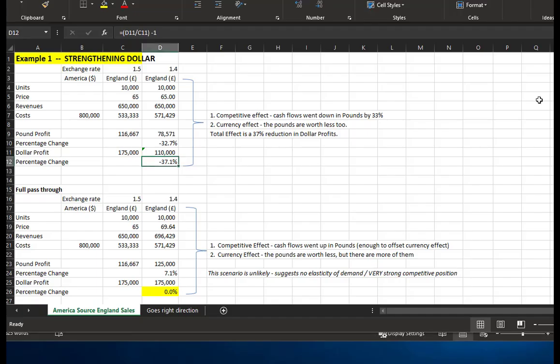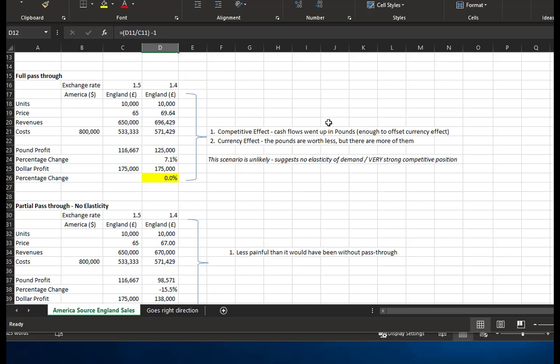So let me go back over to the spreadsheet and look at this example here. We are raising our prices. So again, 10,000 units, 65. This is the baseline scenario. In this case, we're raising our prices by the same percentage that the pound decreased. So this price has gone up by the proportion that 150 went down to 140. This formula is just taking the 65 pounds, multiplying it by 1.5, and then dividing by 1.4. That's going to gross up the sales price to this higher level, 69.64.